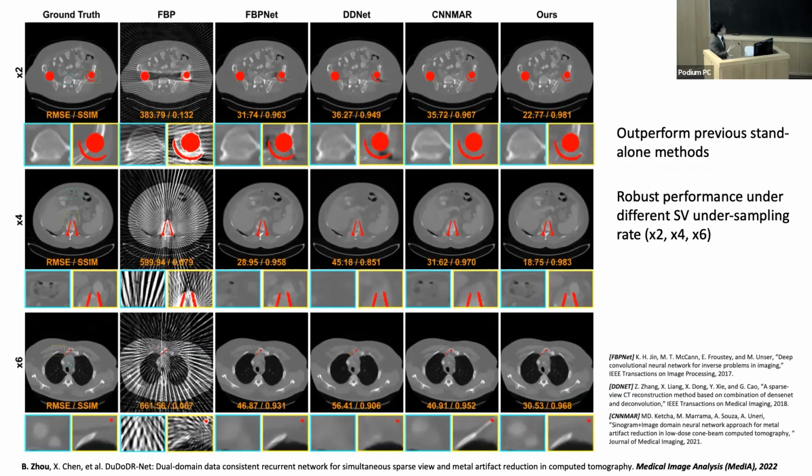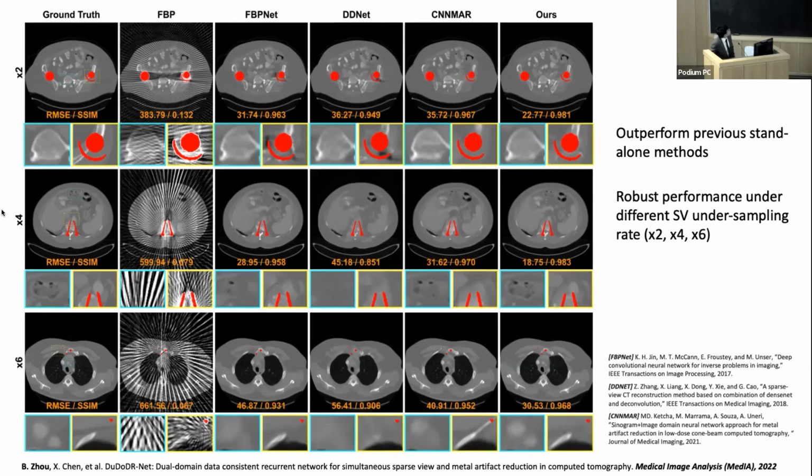Here are some quick examples of how DuDoNet performs compared to previous standalone methods, such as DDNet and CNNMAR, whose citations are here. We show that for 50% downsampling, 75% downsampling, and over 80% downsampling rate, our method consistently outperforms those standalone methods.